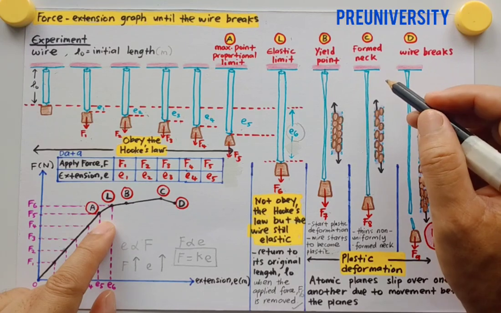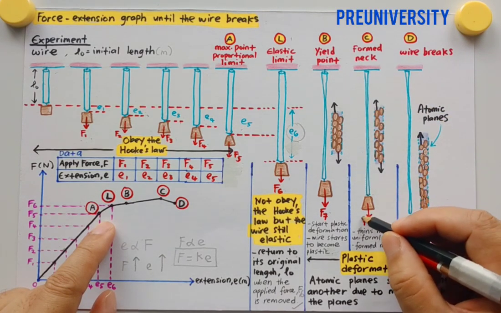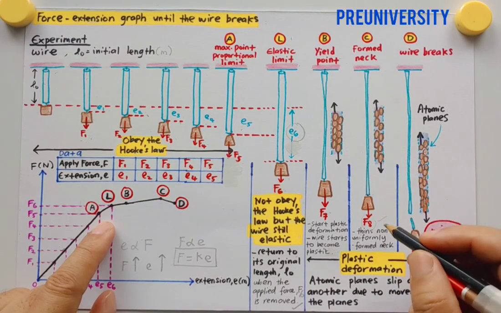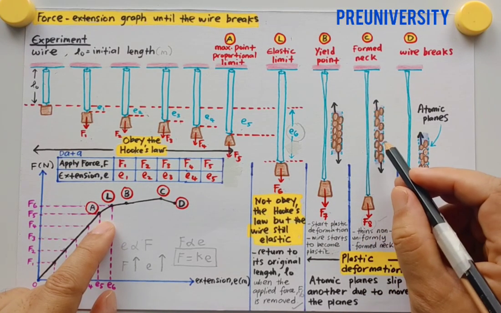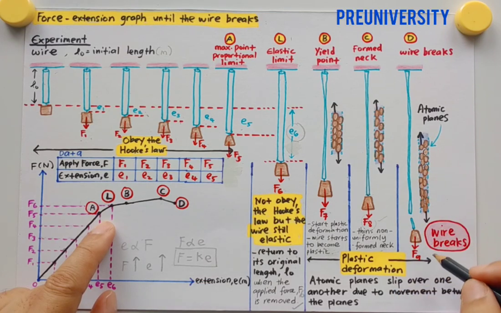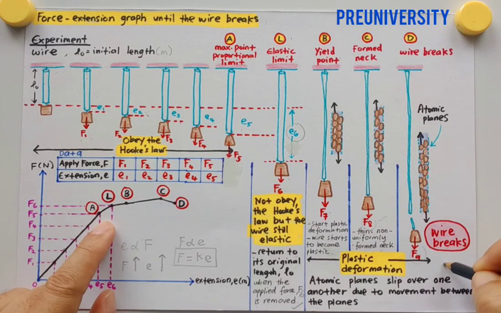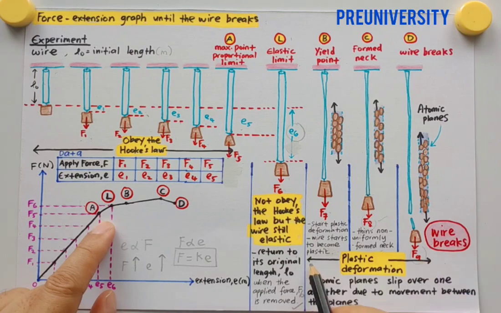And then we continue with the F8 applied force, and then what happened here is that it thins non-uniformly, that means the wire now forms a neck. So it forms the neck, and then we apply the F9. So what happened, the wire starts to break. So between F7, F8 until F9 is all in the plastic deformation.